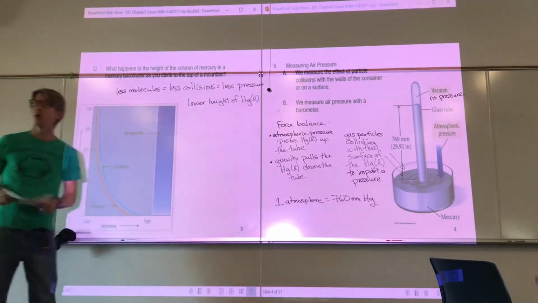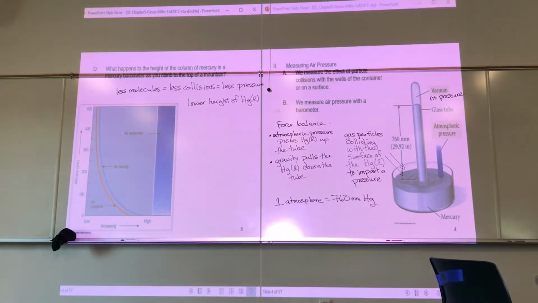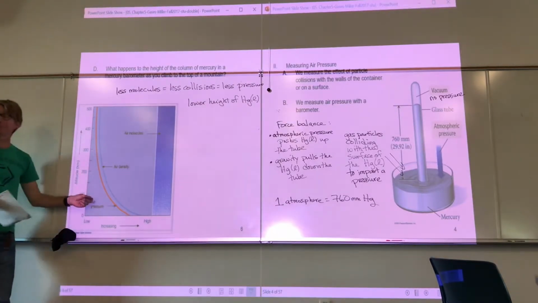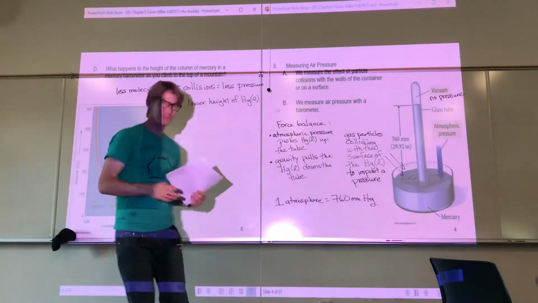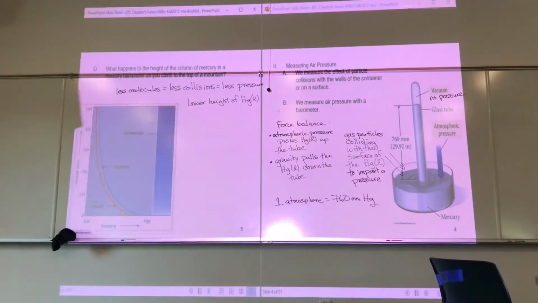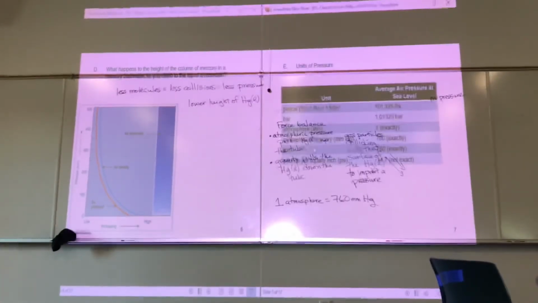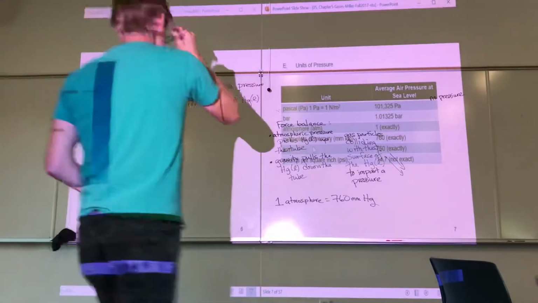And you get a lower height of mercury because there's less pressure pushing it to 10. Any questions about that? All right, I think that's, yeah. Now, units of pressure.